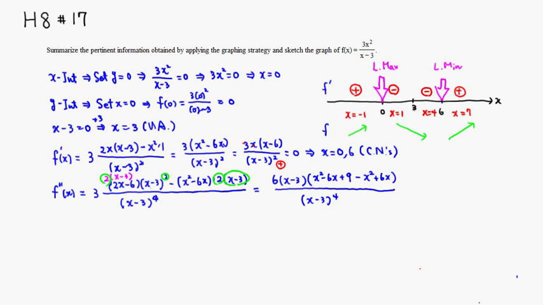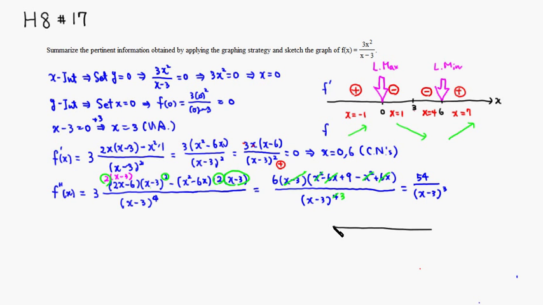Alright, so then we can cancel x minus 3 there, and one of them cancels out, so we have that. Then you have negative 6x and a positive 6x. Then you have x squared and a negative x squared. So you're going to have 6 times 9, 54, over x minus 3 cubed.